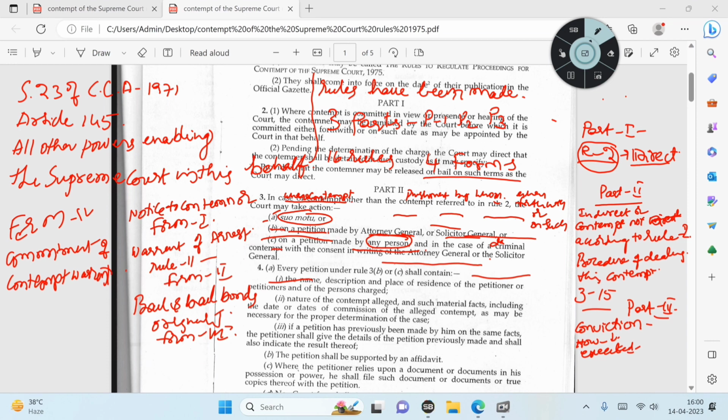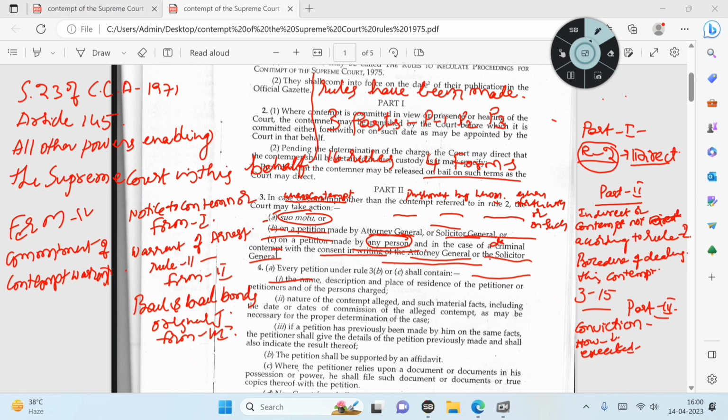Provided, if it is a criminal contempt, it should get the consent in writing of the Attorney General or the Solicitor General. Either has to give written consent for any person to move a criminal contempt. If it is civil contempt, no such thing is necessary. So, this is Rule 3. Rule 2 envisages one type of contempt, and Rule 3 envisages another type.